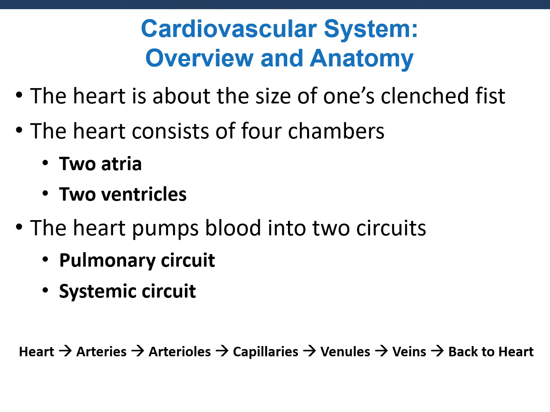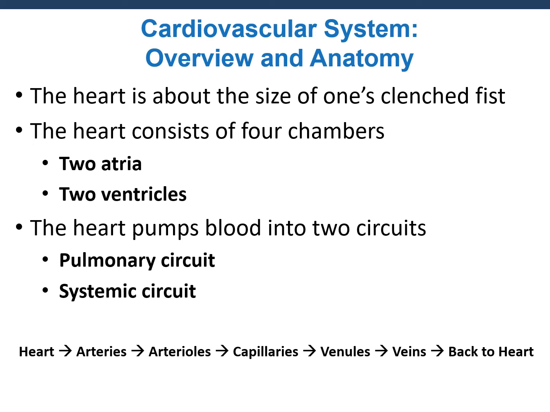We'll start with the anatomy of the cardiovascular system by looking at the pump or the heart. Your heart is roughly the size of one's clenched fist. Larger individuals are going to typically have larger hearts. The heart consists of 4 chambers. It has 2 atria. These are going to be the small chambers up top and the 2 ventricles, which are larger chambers in the bottom.